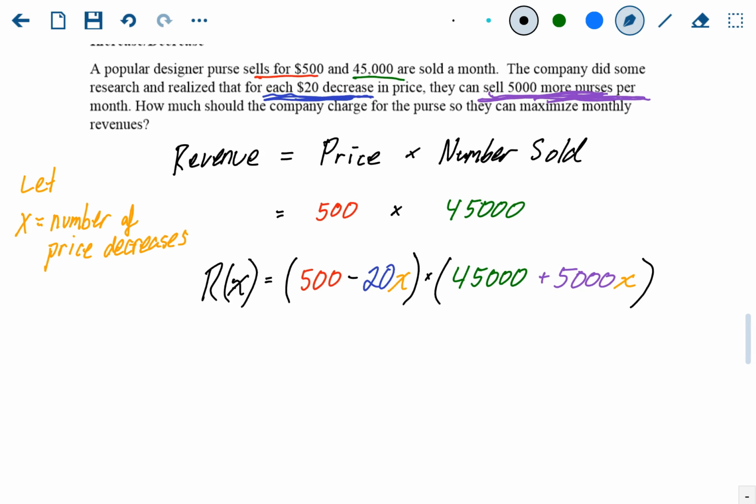We need to find the vertex of that equation. Right now, we'd have to FOIL this. Okay, so to find the vertex, we'd have to FOIL, put it in standard form, and find the vertex that way. That's going to be a lot of work. So right now, we're just setting up the equation. Next lesson, we're going to graph it using some technology, and we're going to solve it graphically.